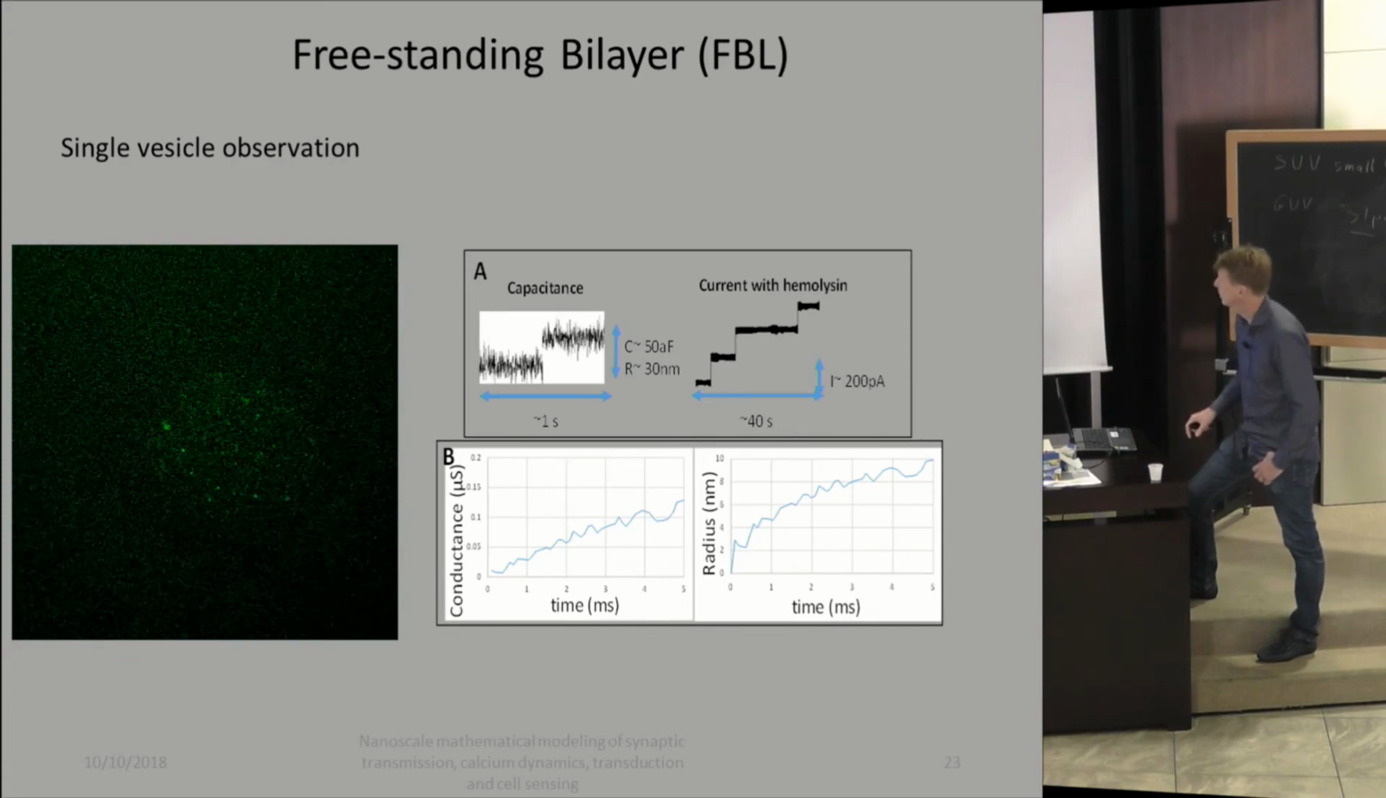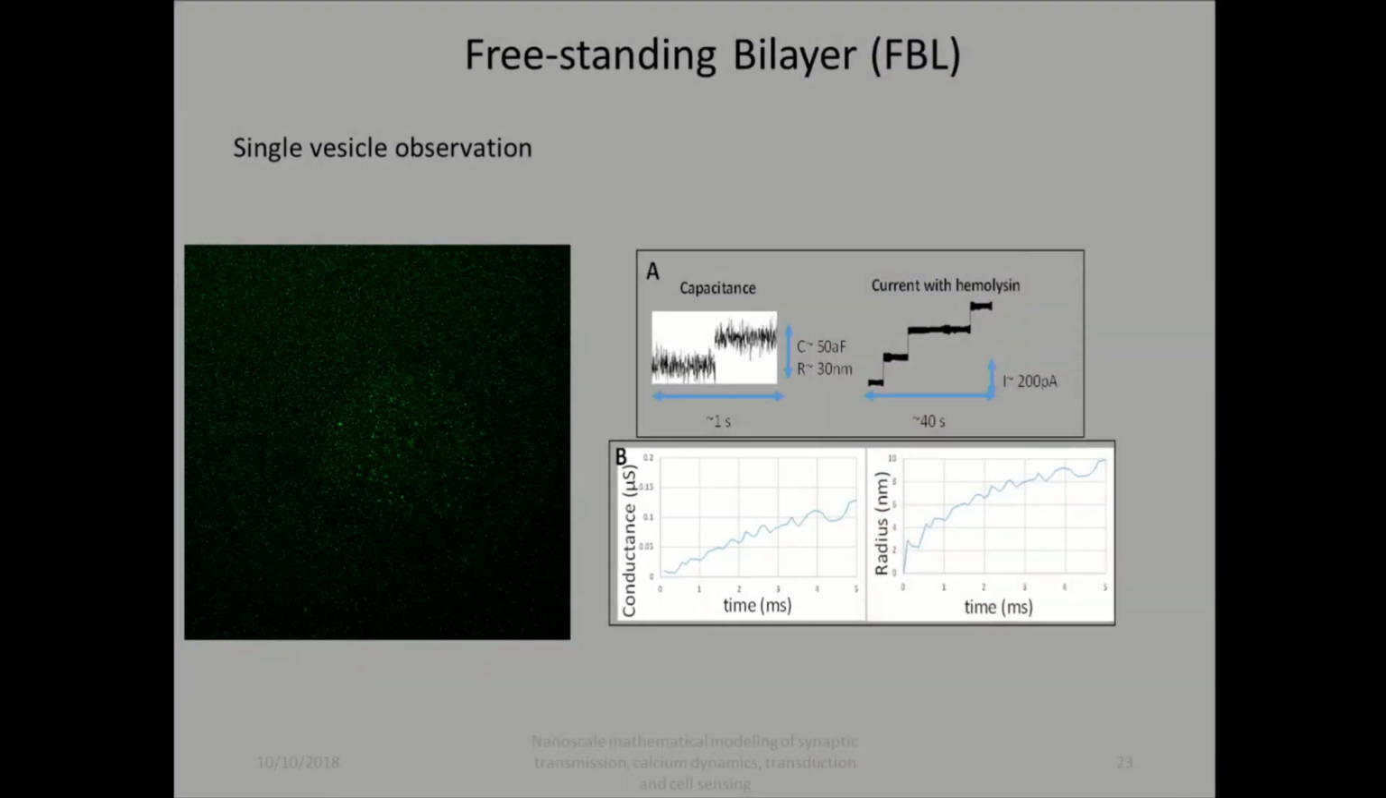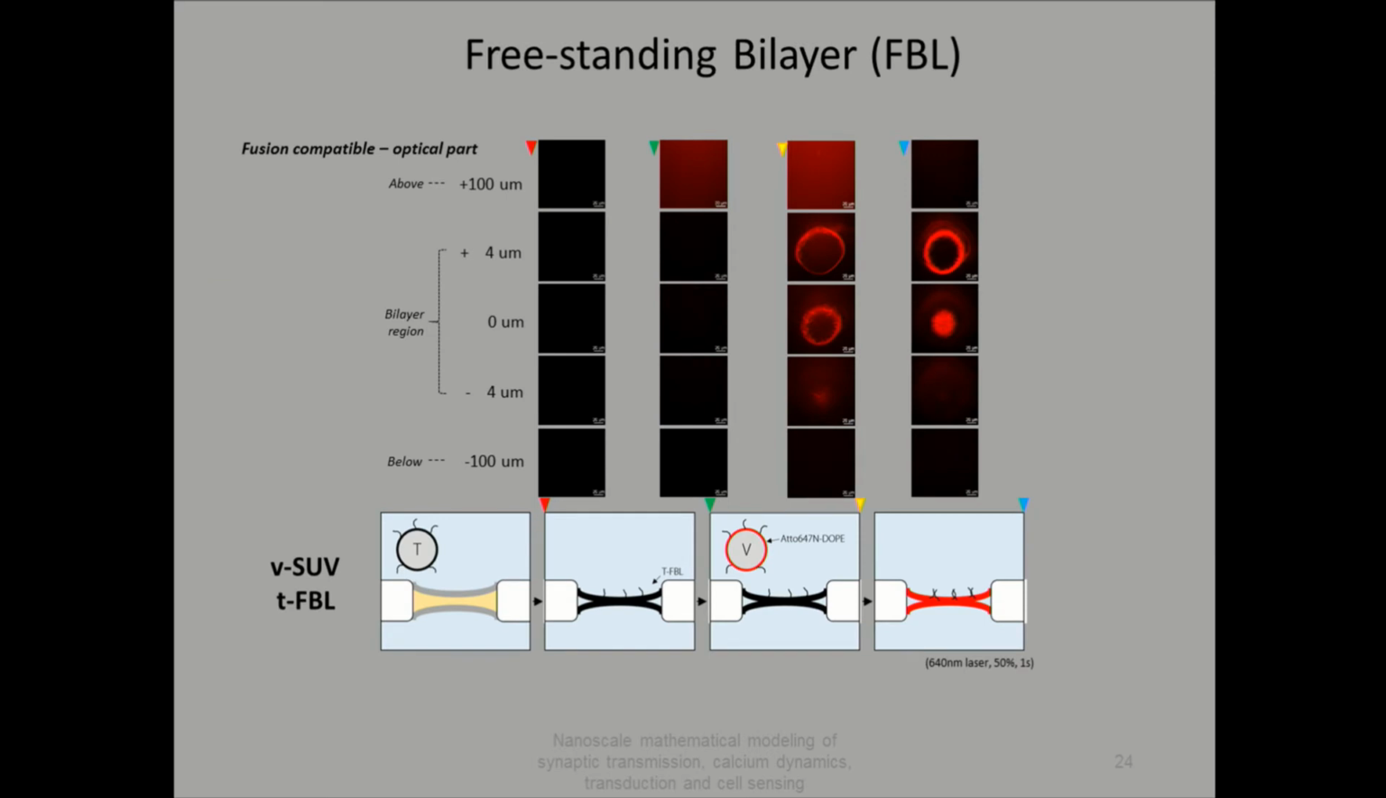What else do I have here? Okay, this one is moving by itself. Sorry, I don't know what I did. That's single vesicles that are moving. And this is of course compatible with fusion. This is bulk fusion, not single. We don't look at single vesicle fusion here.